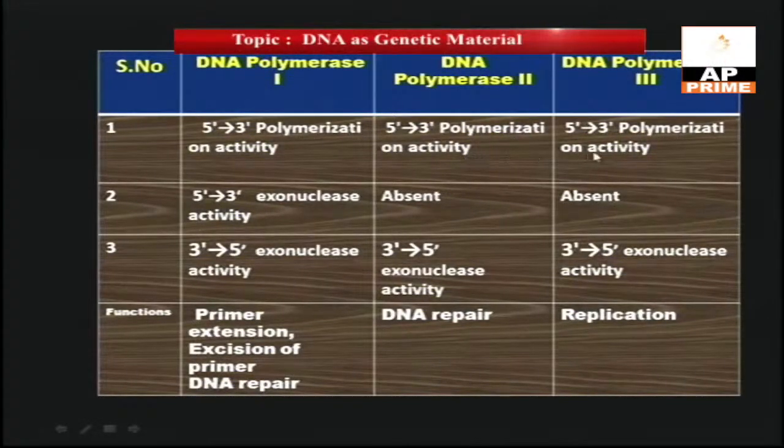Both these enzymes are having 5' to 3' polymerization activity and 3' to 5' exonuclease activity. 5' to 3' exonuclease activity is absent in these enzymes. It is present only in DNA polymerase 1 enzyme, and this is important in the removal of primer. And DNA polymerase 3 is the main enzyme of DNA replication.